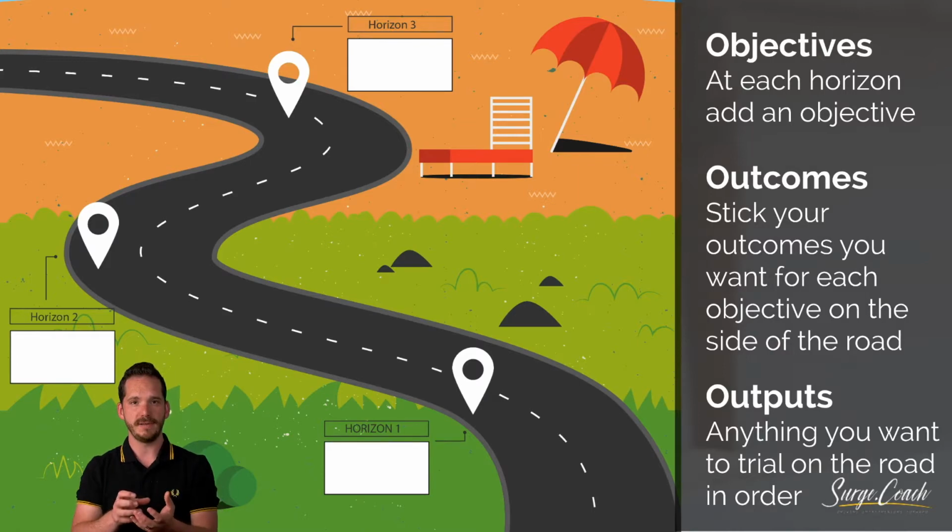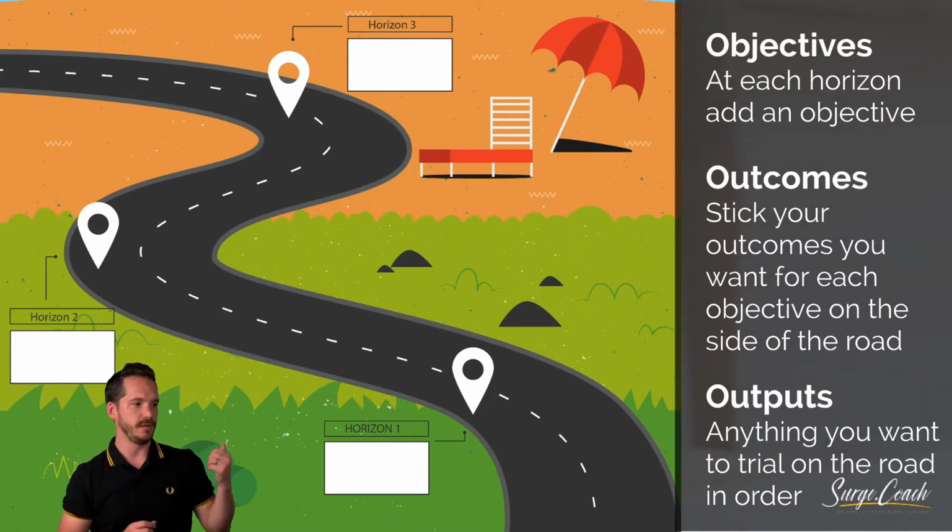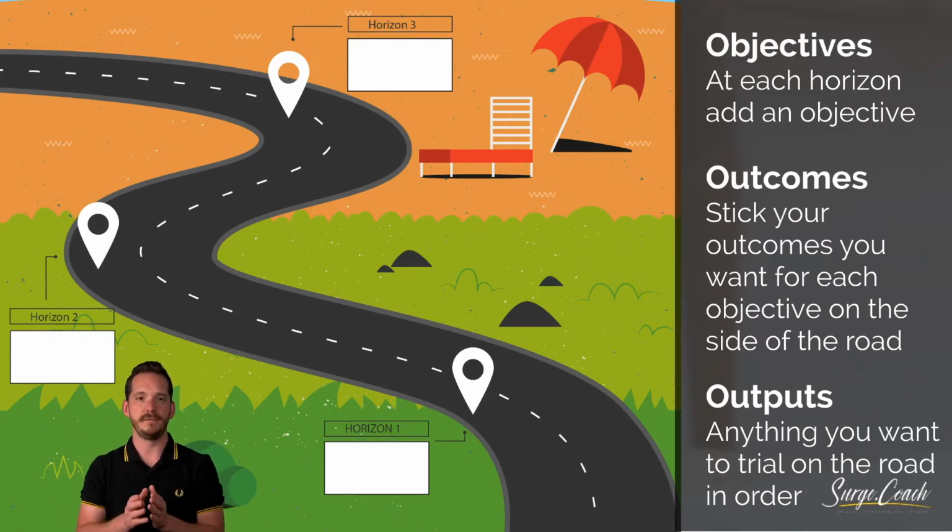So at each horizon, you're going to have an objective. If your objective is to improve all your reds into amber or all your ambers into orange, then write the objective in a way that I like to call goals plus smarts, right? Specific, measurable, attainable, timely, realistic, etc.